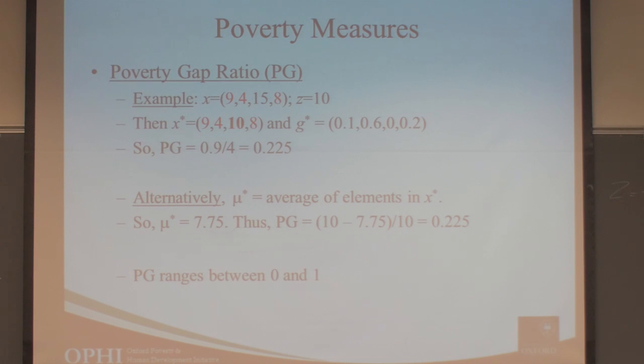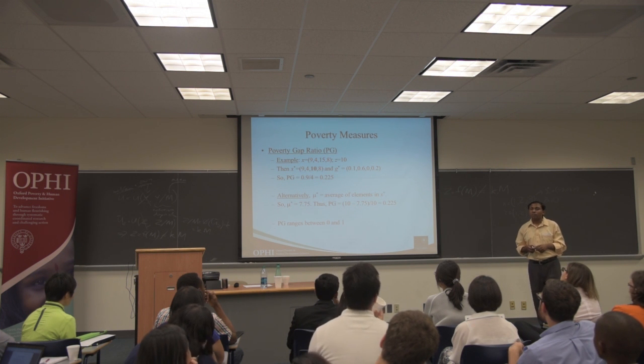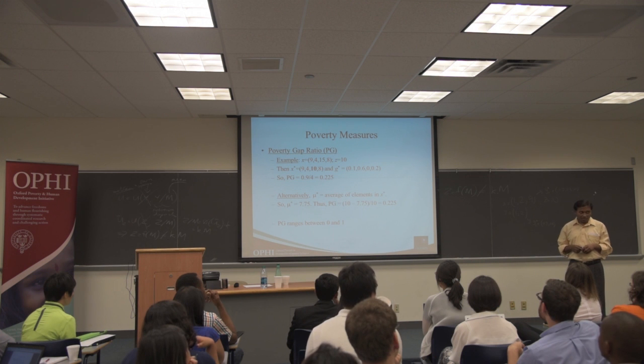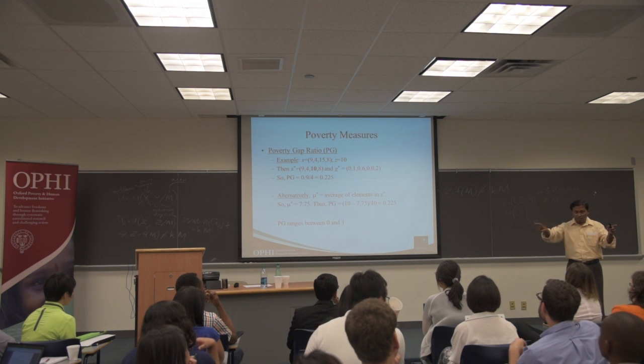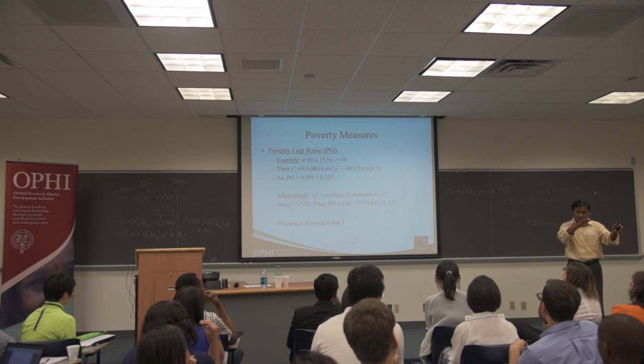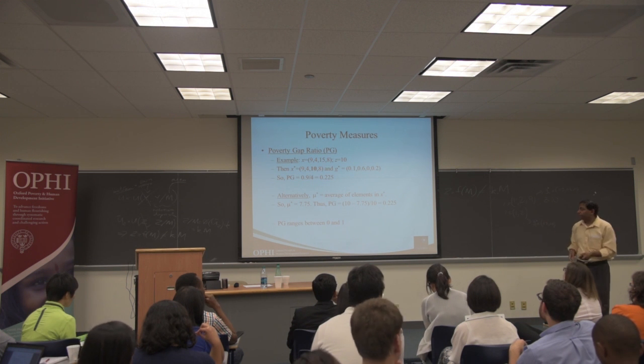And poverty gap ranges between 0 and 1. When would the poverty gap be equal to 1? Right, so combining these two, everybody has to be poor and everybody has to have zero income. Okay, so as a result, the normalized gap is going to be 1 for everybody, and the average also 1.